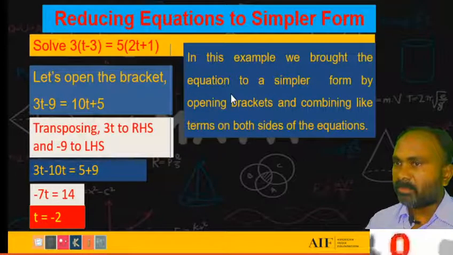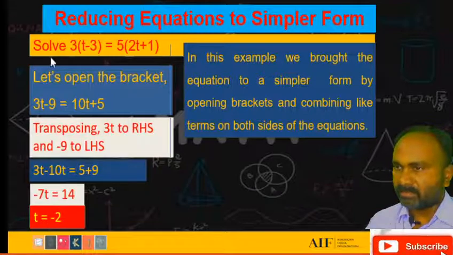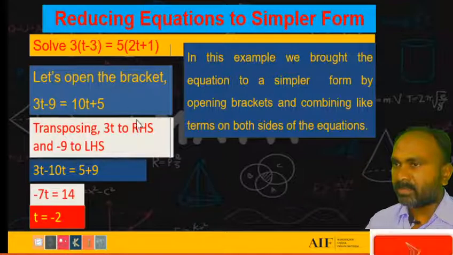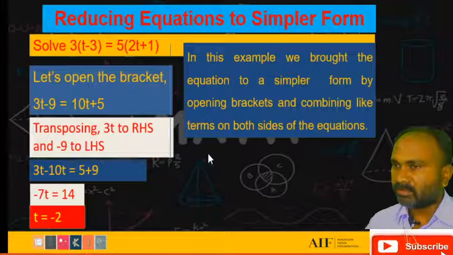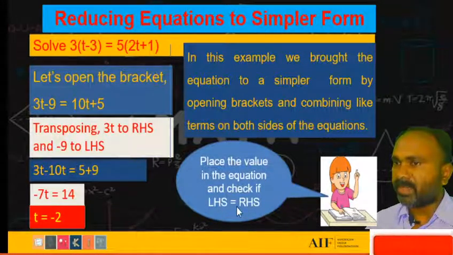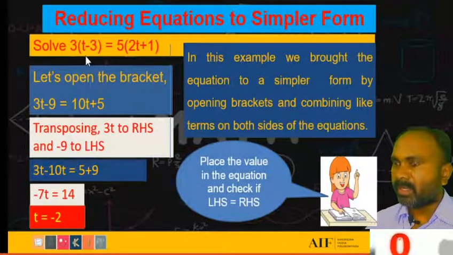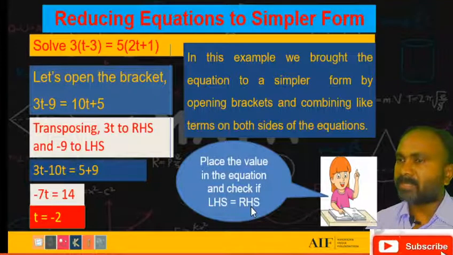In this example, we brought the equation to a simpler form by opening brackets and combining like terms on both sides of the equation. First we use the distributive property to open brackets, and then transpose LHS to RHS or RHS to LHS. Place the value in the equation and check if LHS equals RHS. Verification: put the t value in the place of t and check if LHS equals RHS.